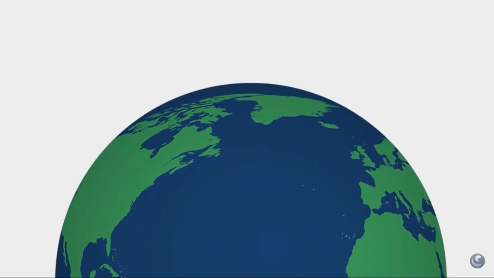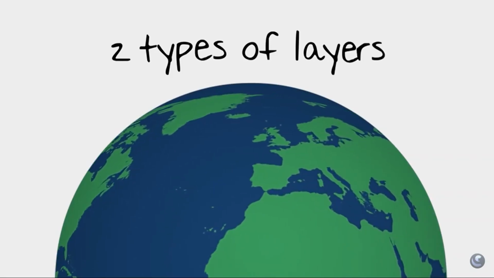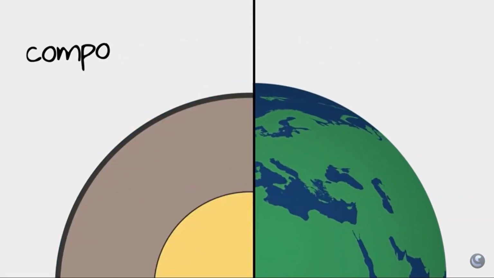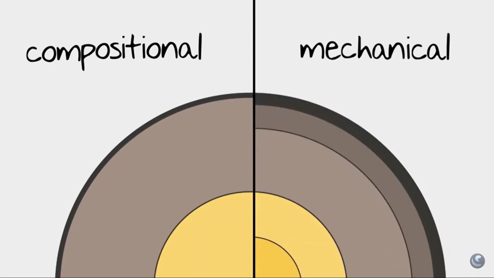Our Earth is made up of layers, and there are two types of layers we need to learn about in order to understand plate tectonics: the compositional or chemical layers and the mechanical layers. We could spend an entire session on what makes both of these types of layers unique, but for this lesson, we're simply going to provide an overview.